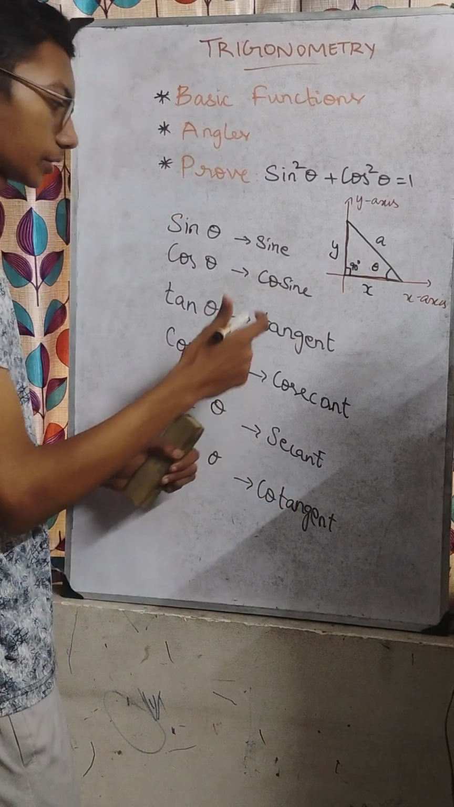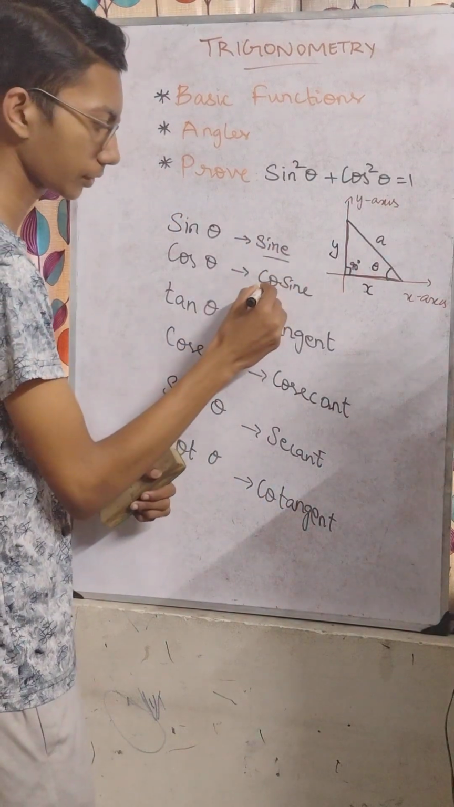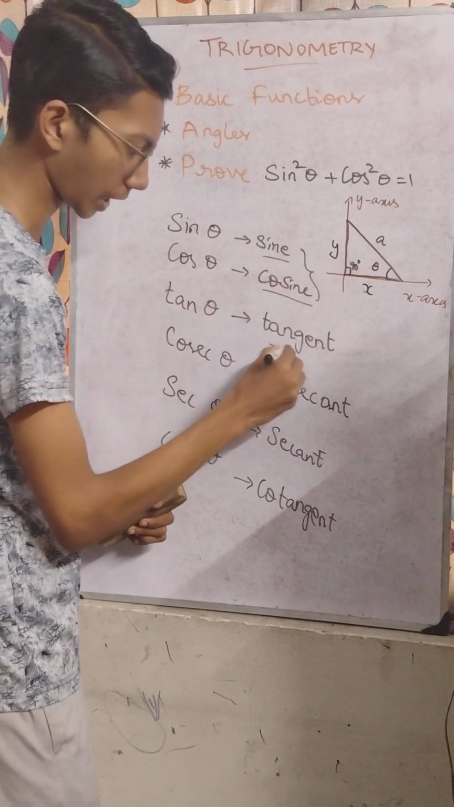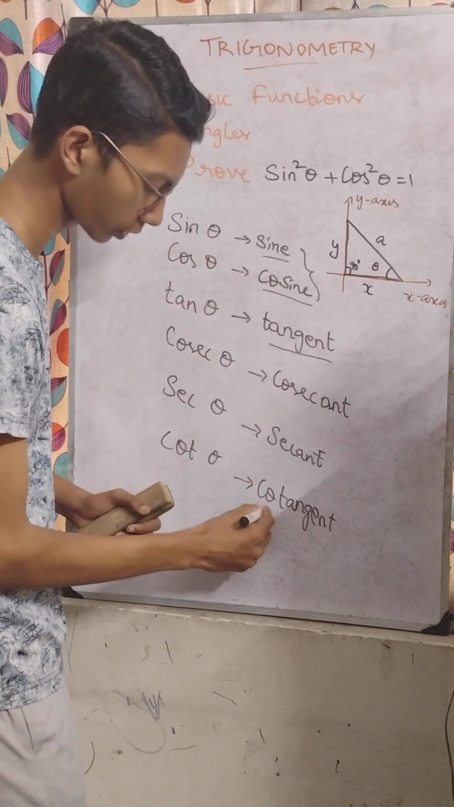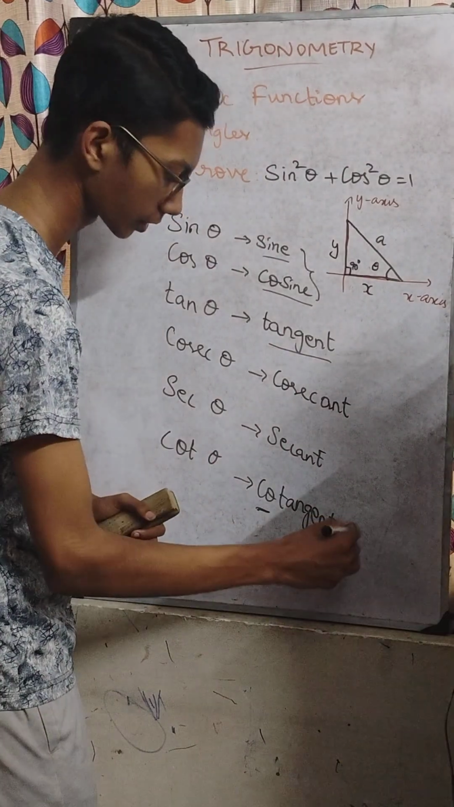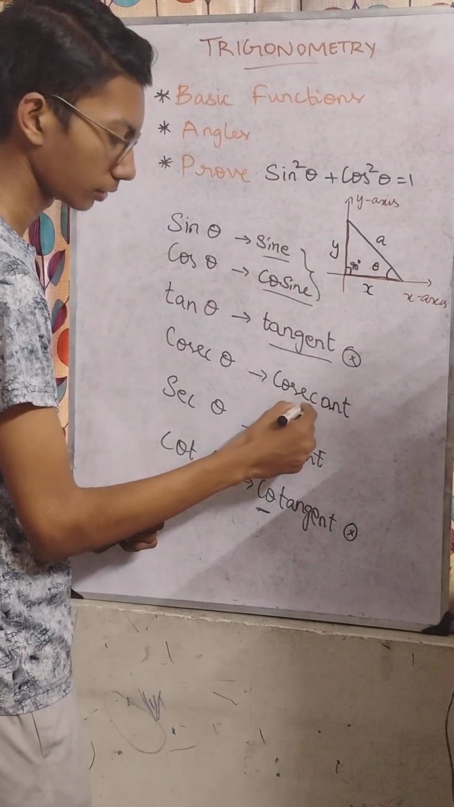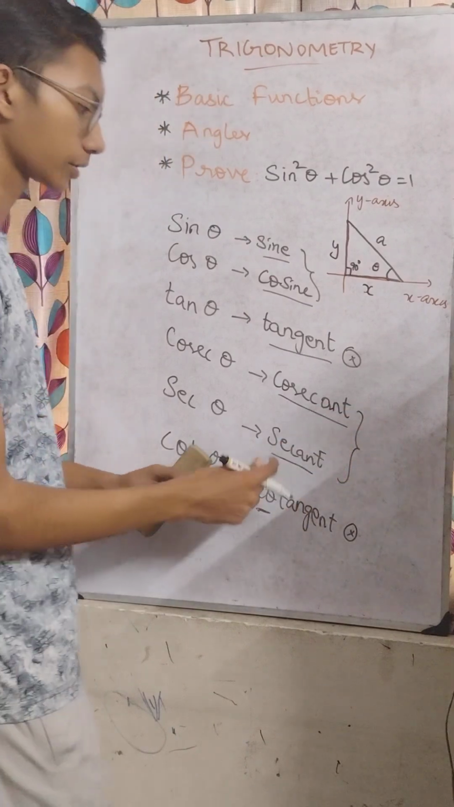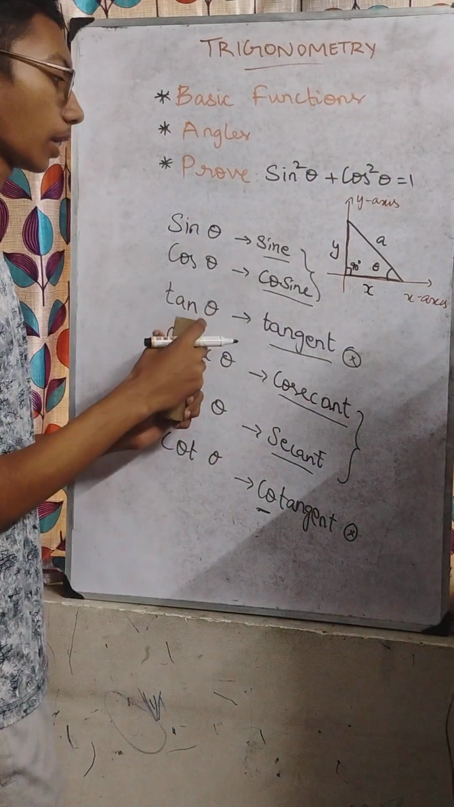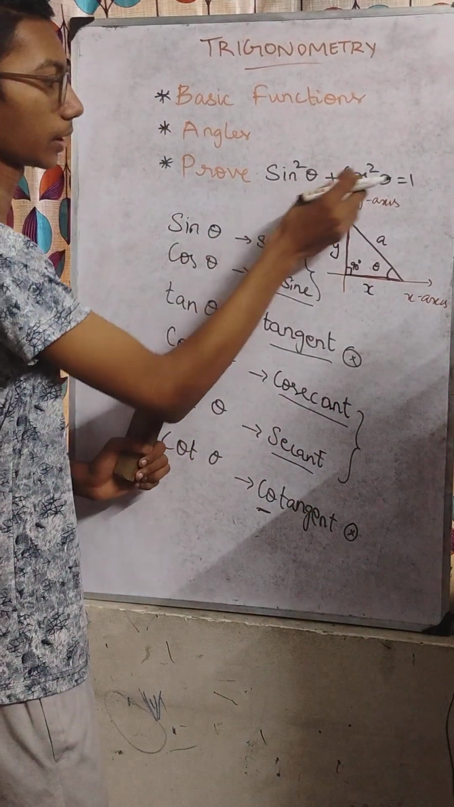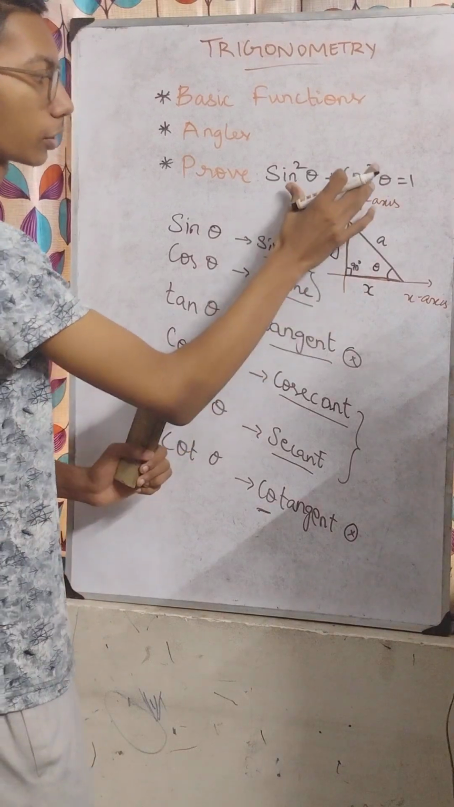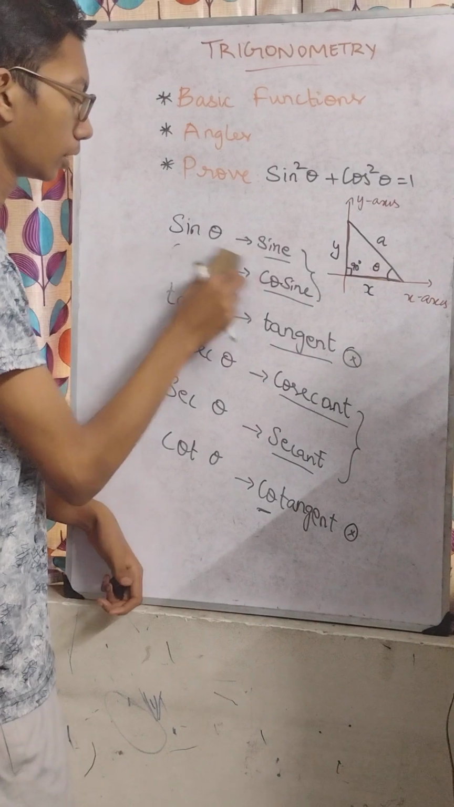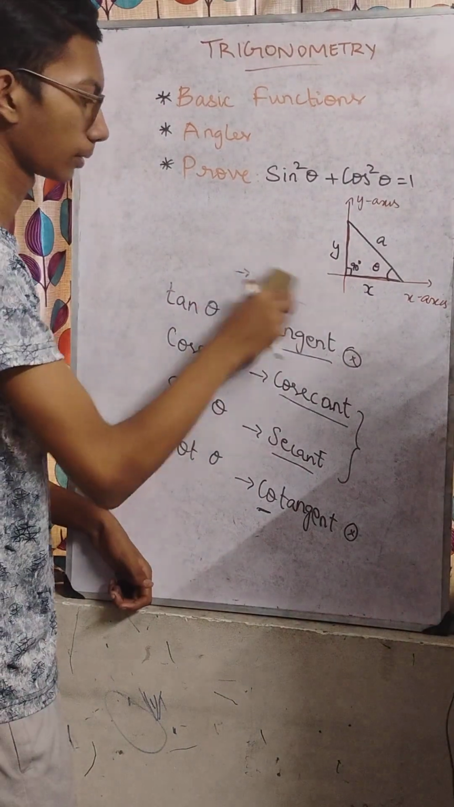We can clearly see that this is sine and this is cosine, which means these two are pairs. This is tangent and this is cotangent, which means these are pairs. Now this is secant and this is cosecant, so these are pairs. This is very important in some identities like this. Here sine and cosine are pairs because of this identity. So these are the basic functions of trigonometry.